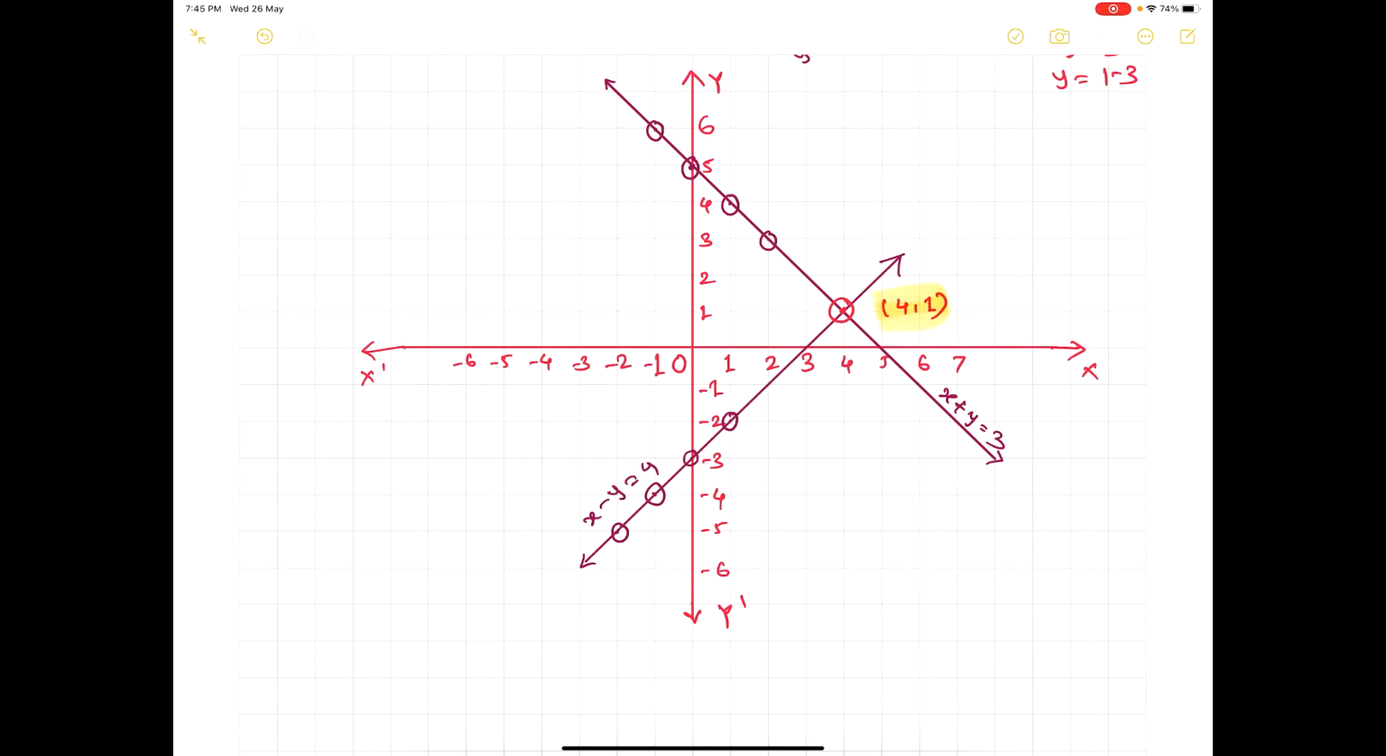So here you can write (x, y) is equal to (4, 1). That is your final answer. (x, y) is equal to (4, 1). This is your final answer. Okay, understood up to this? This is the way to draw the graph and find the solution.